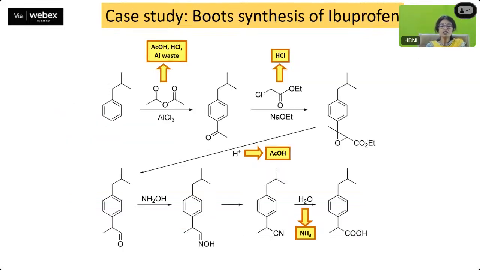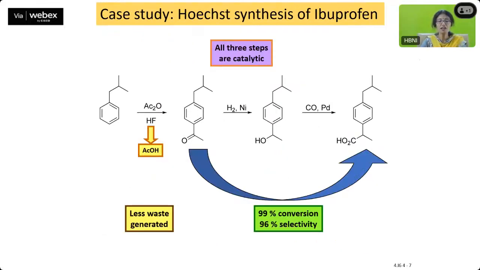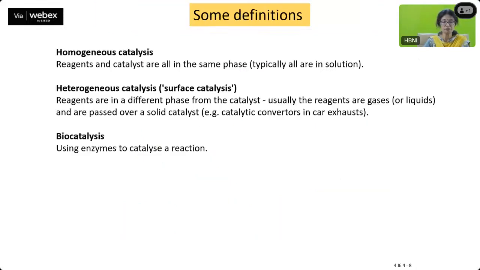A few case studies I'm giving. Suppose you want to synthesize ibuprofen; you know how important it is, such an important pain relieving drug. If you see the different steps used, there are quite a few steps. You need not know them, but see the number of steps. Whereas if you do this whole synthesis of ibuprofen using catalysts like nickel and palladium, the number of steps is reduced, less waste is generated, and you have 99% conversion with 96% selectivity. All three steps are catalytic steps, so definitely the number of steps is reduced and much less waste is generated.